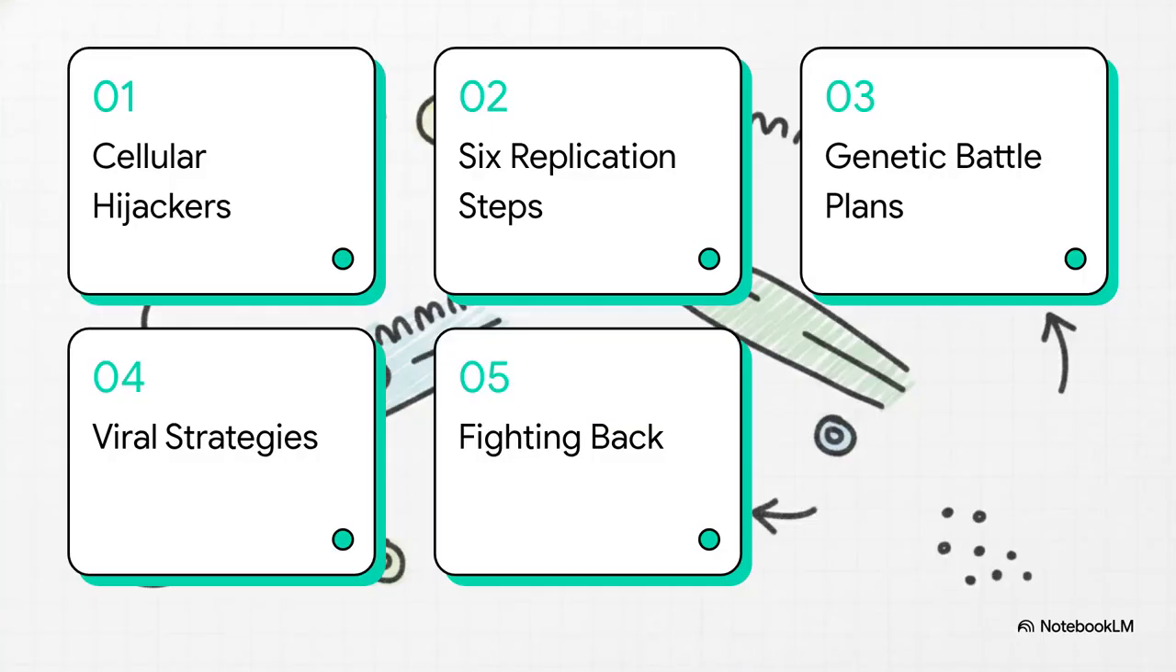Here's a quick roadmap for today's explainer. We're going to cover the ultimate cellular hijackers, the 6 replication steps they use, their different genetic battle plans, their overall strategies, and finally, how we're actually fighting back.